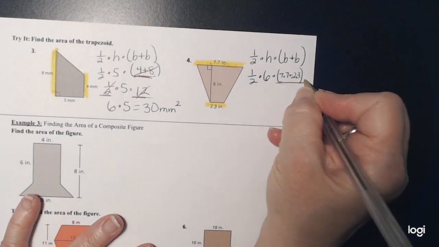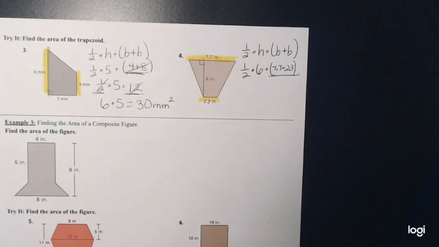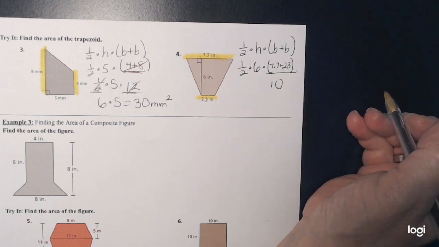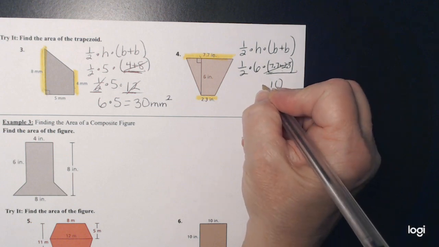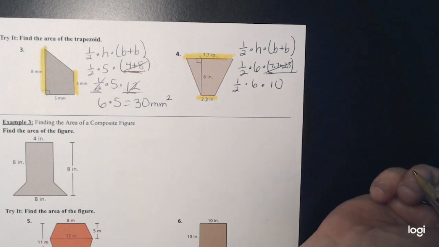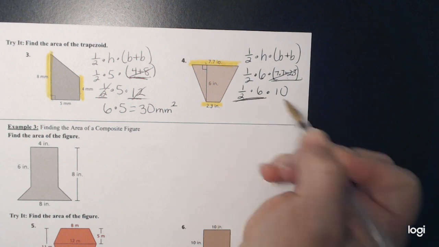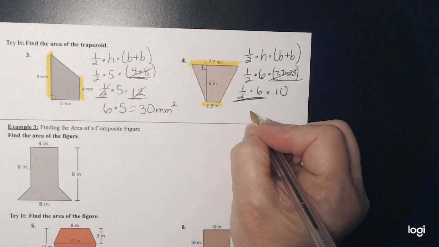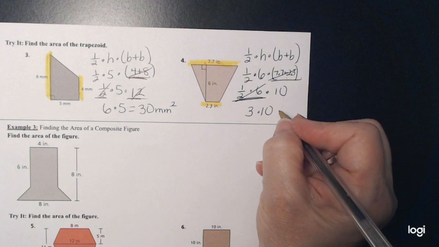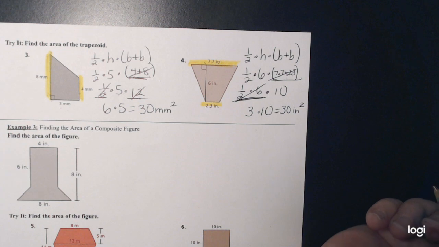According to order of operations, we have to add those parentheses together. If I add those two together correctly, I think that's going to be 10. So that's gone. Copy everything else down. Which two should we multiply first? I'm going to just multiply these two together first. 1/2 of 6 is 3. That's done. 3 times 10. That's 30 inches squared.